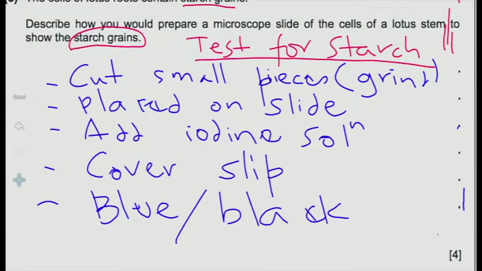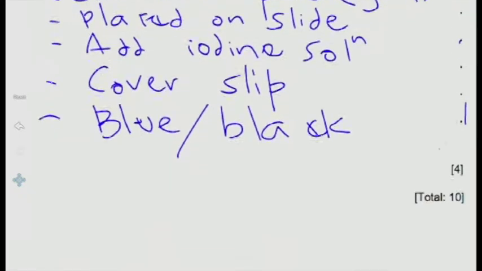So these are the steps you go about when you're testing for starch in any plant material, but with reference to the question in the lotus stem that we are looking at right now. Let us go to the next part, which is question number 1 from a different paper, still looking at the alternative practical paper.